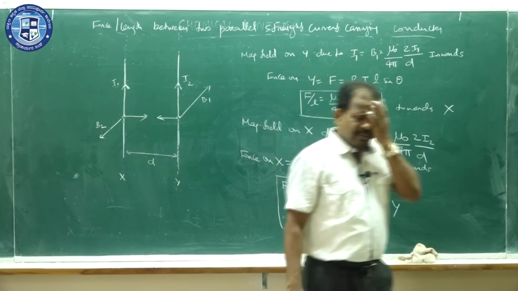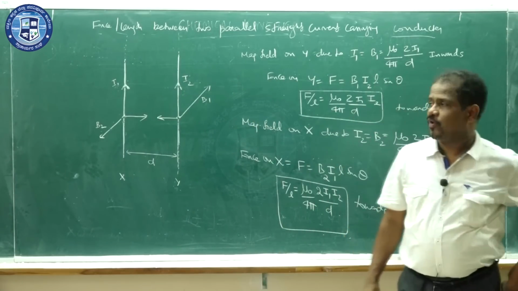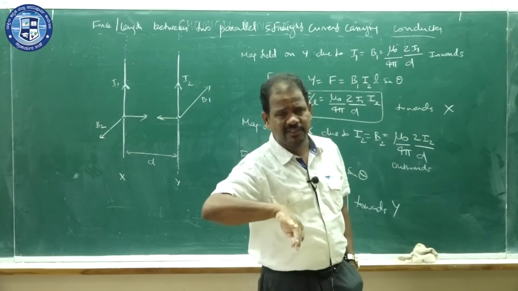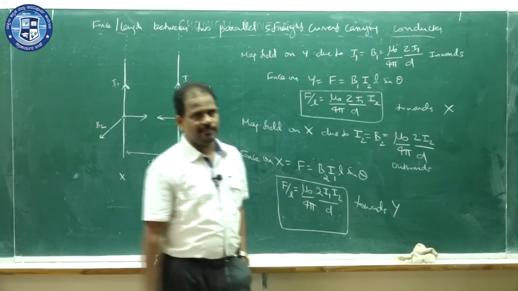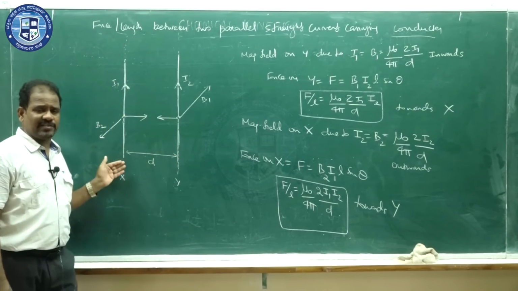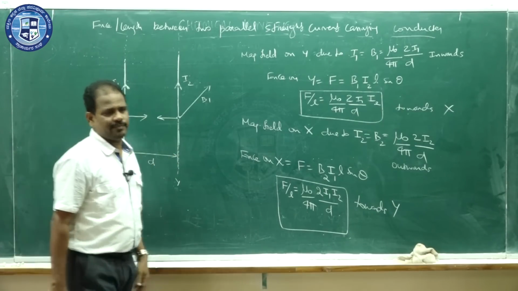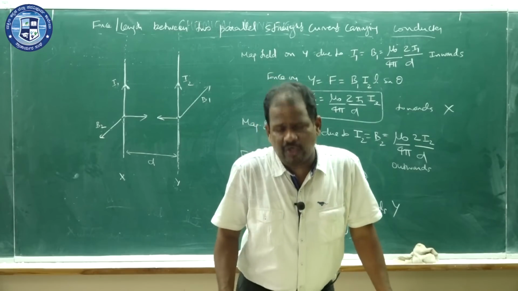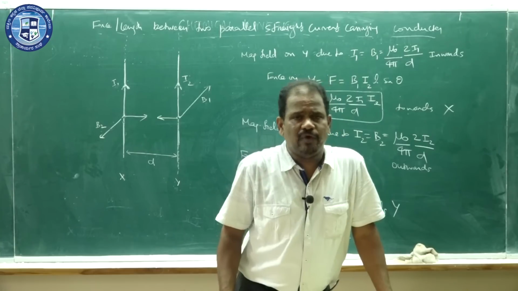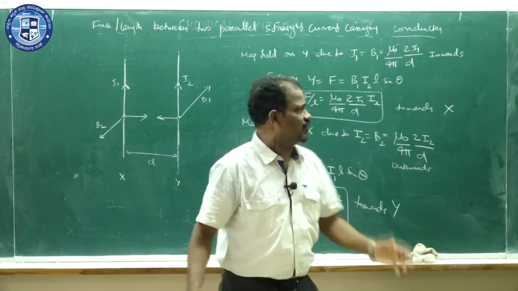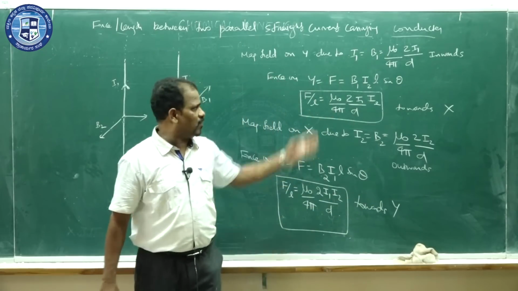So what did you understand from this? Force acting on Y is towards X. Force acting on X is towards Y. That means Y is attracted by X and X is attracted by Y. We know force always occurs in pairs. Newton's third law: for every action there is an equal and opposite reaction. So both forces are equal and opposite. You can see here it proves both forces are equal.